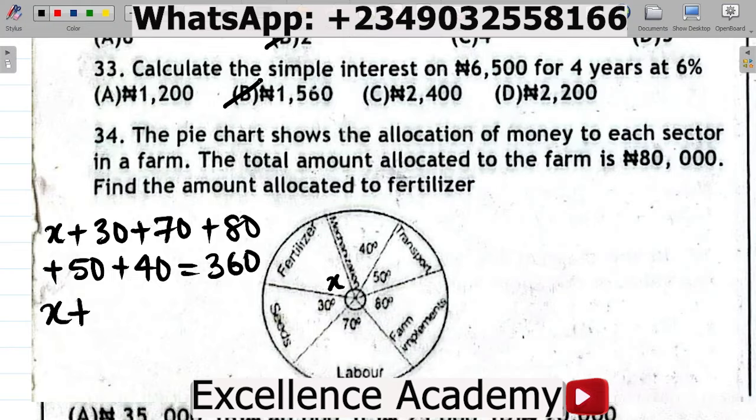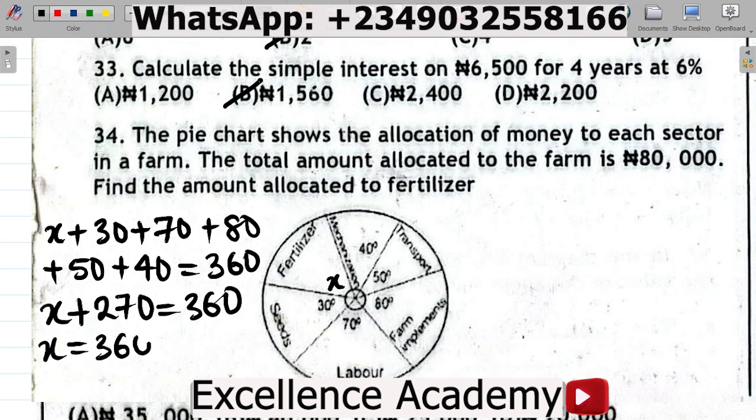You have X plus... I'll just get my calculator and punch this very quickly. You have this as 30 plus 70 plus 80 plus 50 plus 40. If you do that, you have your answer as 270. This is equal to what there? 360. So X will simply be equal to 360 minus 270. From here, X is equal to 90 degrees. So it means this angle here is simply 90 degrees.